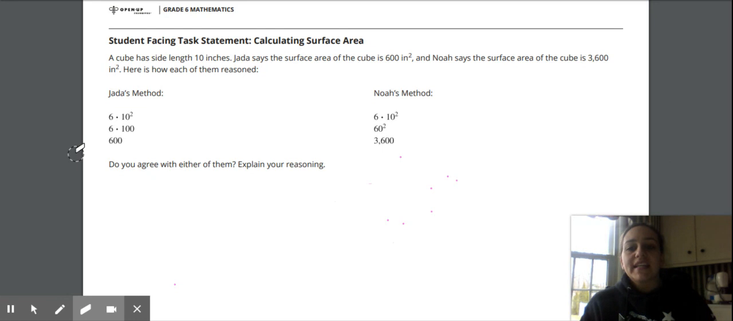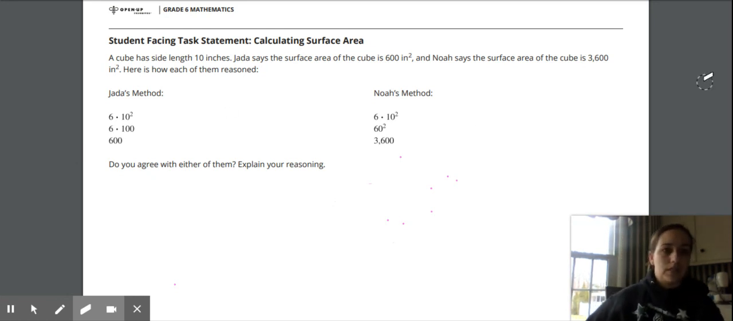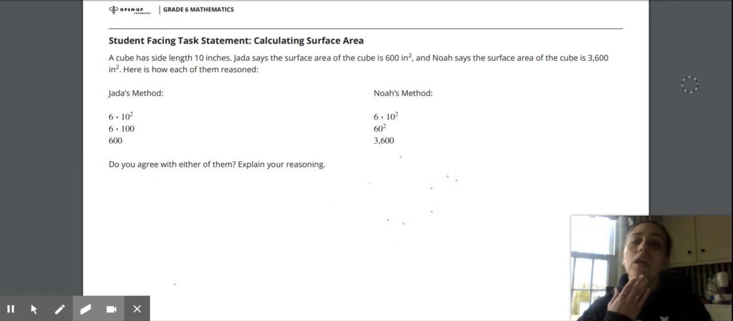So a cube has a side length of 10 inches. Jada says the surface area of the cube is 600. I think what I'm going to do here, maybe I should draw this out. Excuse me, has a surface area of 600. Noah says it has a surface area of 3,600.